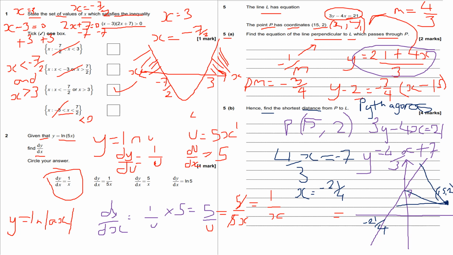So if the y coordinate of this is 2, then I'll have 6 subtract 4x equals 21. And then if I rearrange it, I'll get -15 is equal to 4x. So add 4x to both sides, and then -21. So I'll put that there, and I'll put that over here. So you get -15/4 is equal to x.